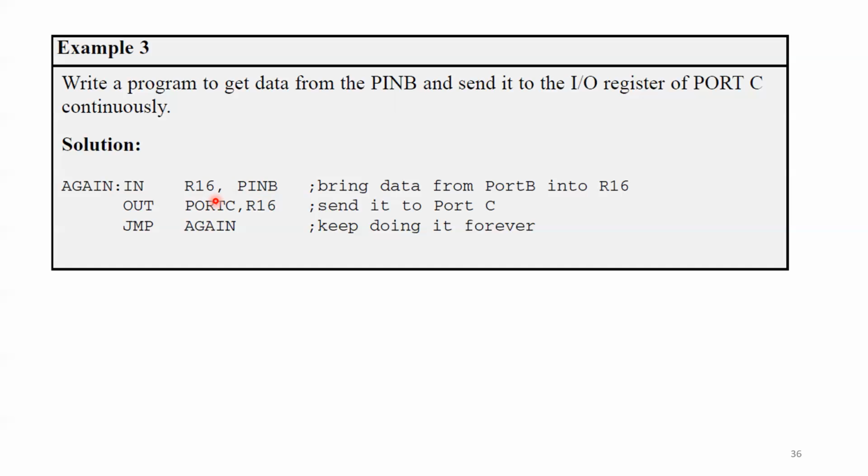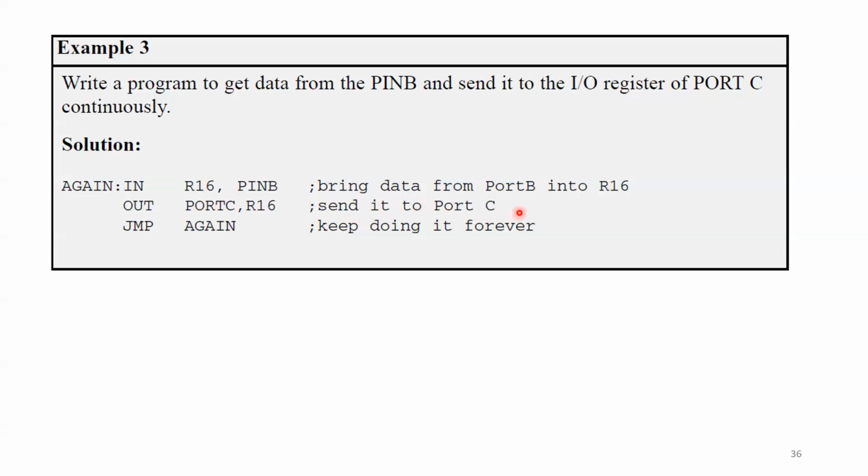Again, we could not copy the data from port B to port C immediately. You have to use registers in between. You cannot copy the data immediately between ports. Okay, so this is the way here. So here we made OUT PORTC, R16, which means copy the data in register R16 into port C. So this means send the data out to port C.